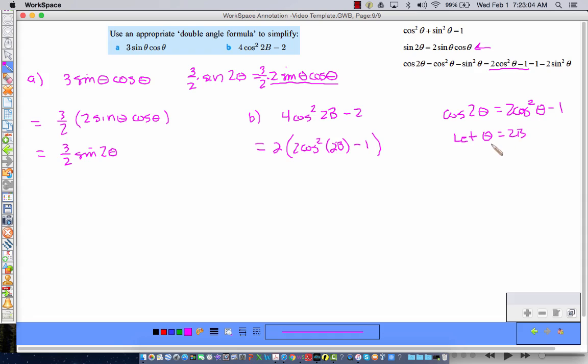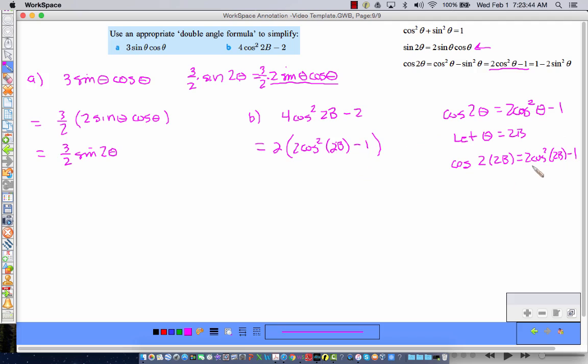If theta is equal to 2b, then instead of cosine 2 theta, I have cosine of 2 times 2b, which is equal to 2 cosine squared of 2b minus 1. All I did is replace theta with 2b. That's it. Theta is a placeholder. It could be anything. It could be triangle. It could be dinosaur. It could be x. It could be 374y. It doesn't matter. It's just a placeholder. In this case, I needed it to be 2b.